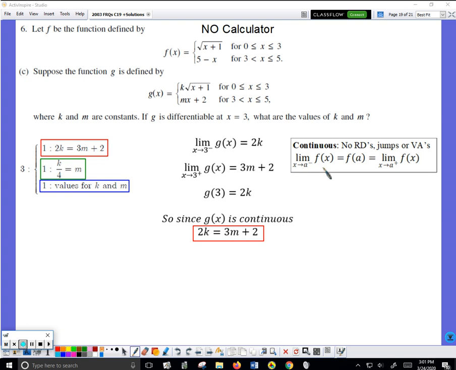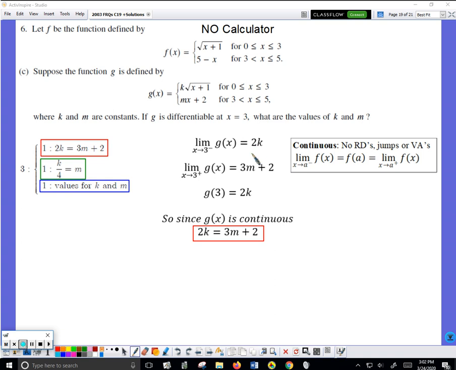So just like I did earlier, good notation, I find the limit as x approaches 3 from the left of g. So that's using this now. X is a little less than 3. This will be less than 3 plus 1, close to 4. Square root of close to 4 will be close to 2. So this limit is 2k.